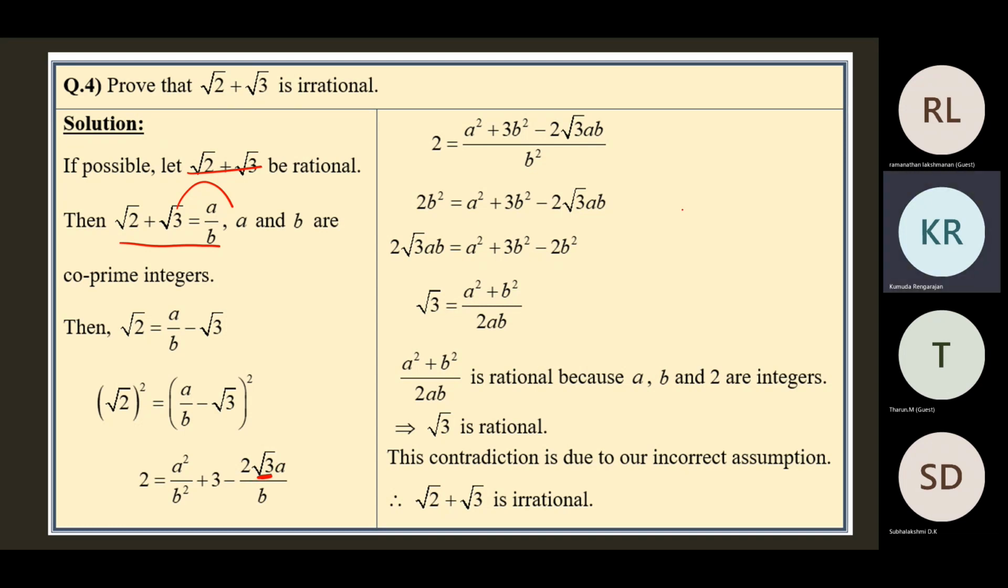So now you should take the LCM, cross multiply, and simplify like terms. Finally, you must have root 3 alone on one side and all the others on the other side. Now you will say that this is rational because it's made up of a, b, and 2. That means this is also rational. But root 3 is irrational, we know. So this is a contradiction.